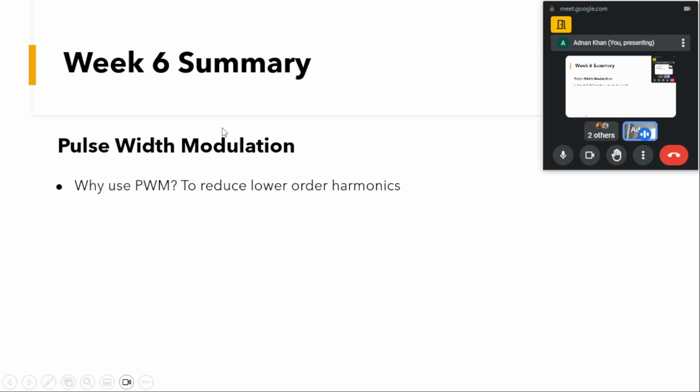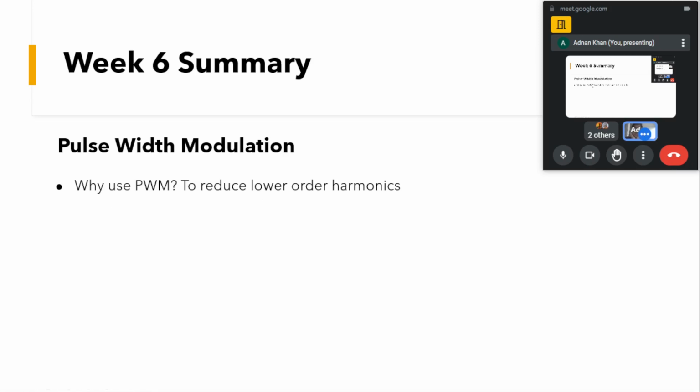So now we'll be moving towards pulse width modulation. Now the first thing we want to discuss is why we would go for pulse width modulation. With pulse width modulation, we will be generating n number of pulses in one time period, and first we want to see why we would be using it.